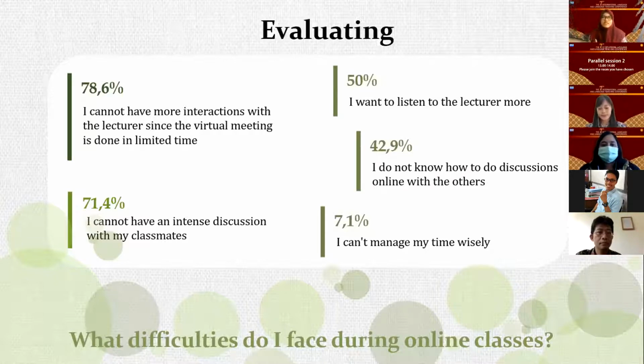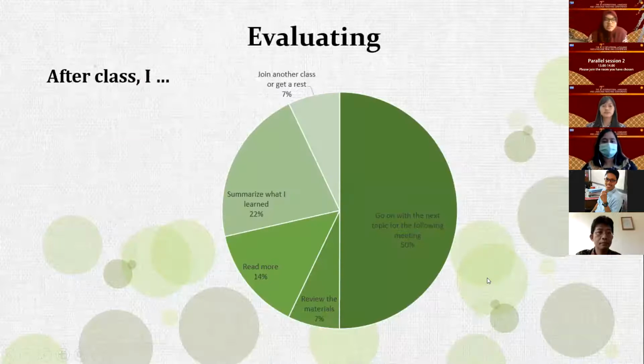So I guess the communication and interaction between the students and the lecturer and classmates is really important, because with online learning, they cannot actually do it. And then 50% of them say that they want to listen to the lecturer more. Maybe the lecturer needs to teach more, make some more videos. And this one is kind of important, because 42.9% actually say that they do not know how to do discussion online with others. Yeah, and then we will just move on since the time is limited.